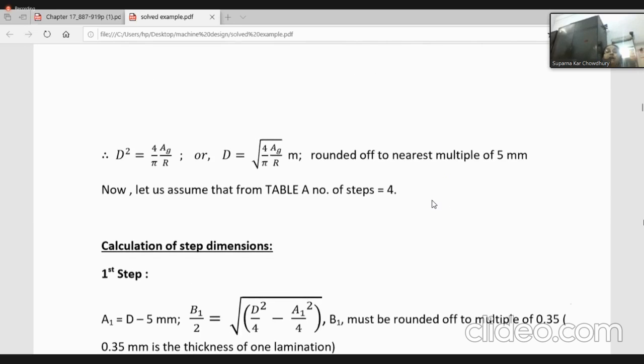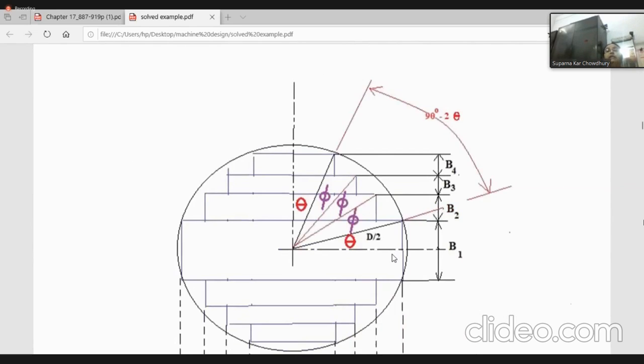Rounded off to a multiple of 5 millimeter. So then A1 is taken as D minus 5. Now we should have this B1 and in this case B4. If we have n steps, then this is AN. These two dimensions should be equal. Then this structure will approximate a circle.